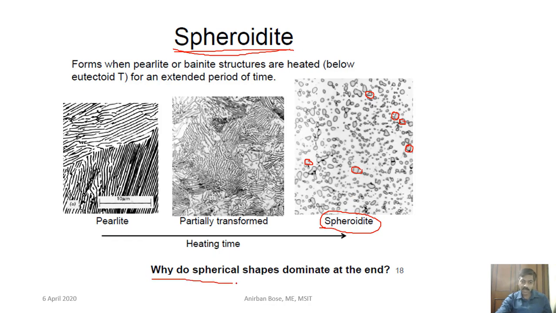And one question is there: why do spherical shapes dominate at the end? The reason is very simple. The spherical shapes actually reduce the surface area, and that is why it reduces the energy. So ultimately any stable state that you are getting is produced because it is reducing the overall free energy. Here basically the surface energy is reduced by forming the spheres. So that is basically what dominates.